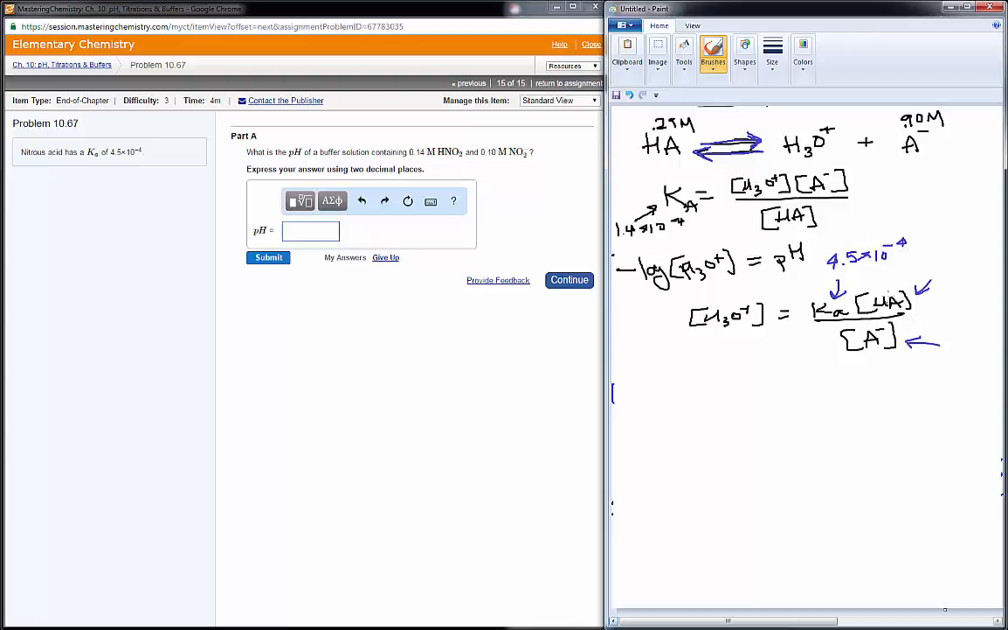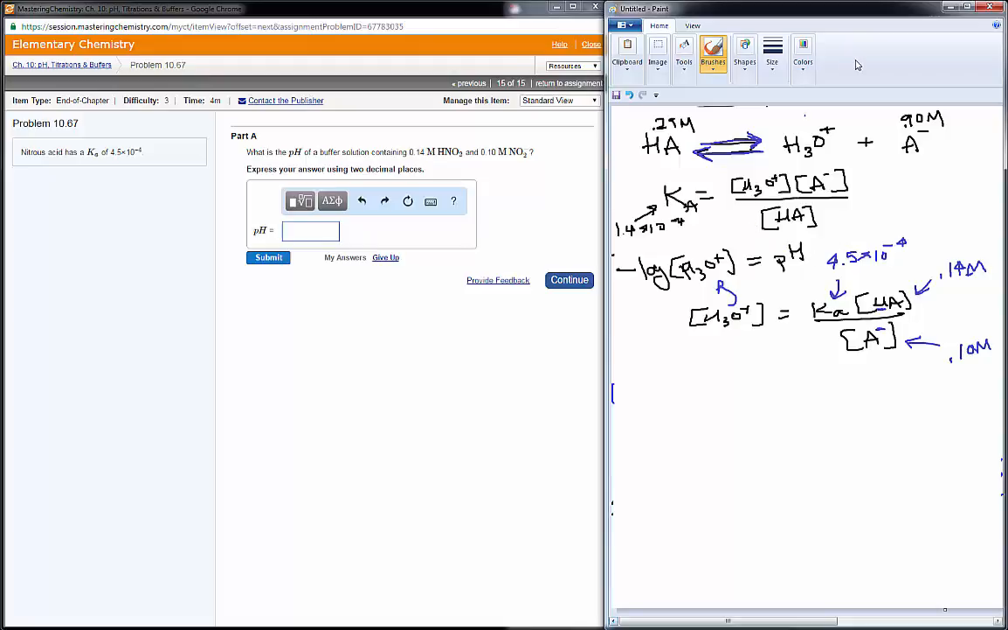My HA is the acid, A minus is the conjugate base. Which is which? Well, one of these has an extra H, and one of those has an extra negative charge. This has an extra H, and that has an extra negative charge. So that tells you which one is which. The extra H is the acid, 0.14 molar. And the NO2 minus is my conjugate base. That's 0.10 molar. And then I'm going to plug that in to find the H3O plus, and then I'm going to plug the H3O plus into this equation to find the pH.